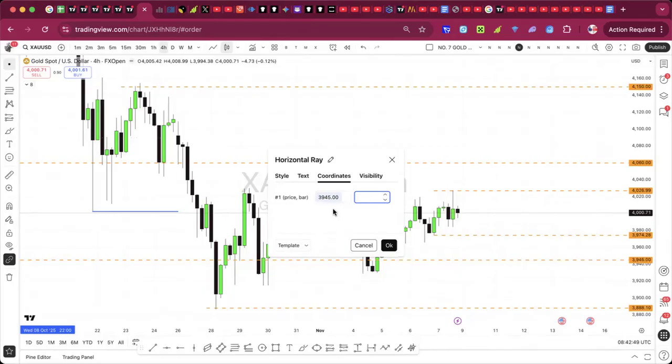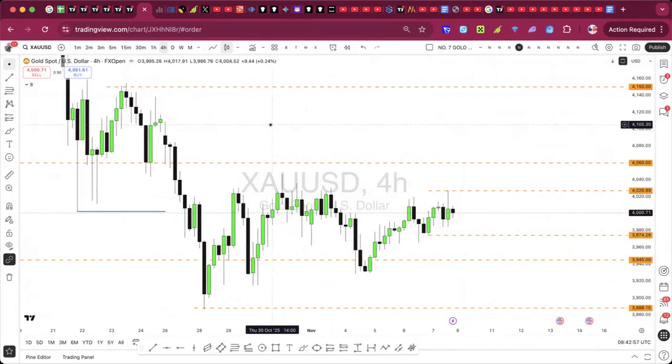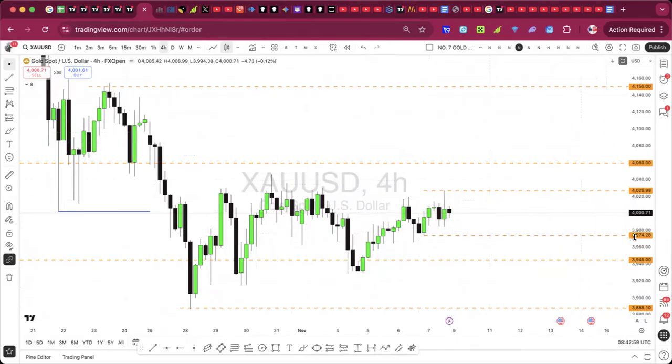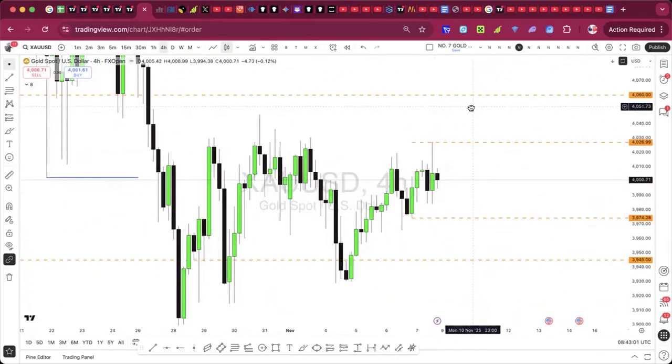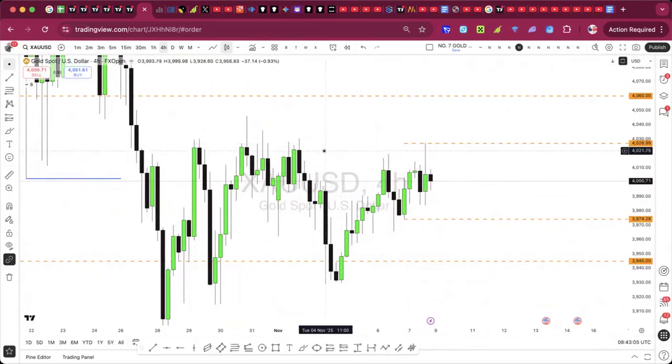Okay, the nearest whole number. So I click OK. Now this one is far off, so let's not bother ourselves so much about this. Now quickly, so we're in 4 hours. So what do we want to do? Now this time around, I'm going to draw a horizontal line, not a ray. Okay, so I'm going to take my horizontal line.